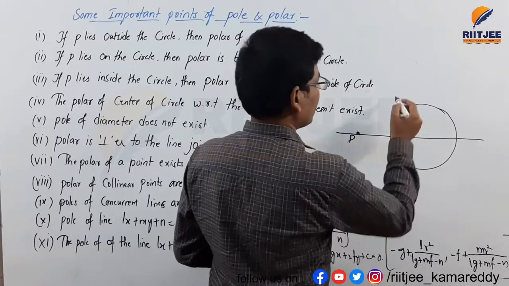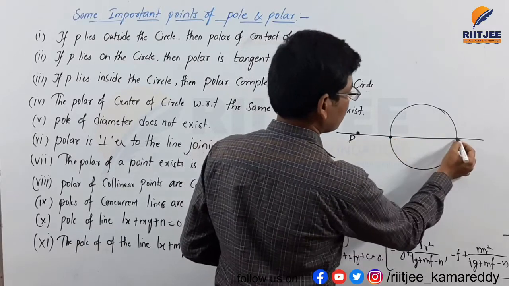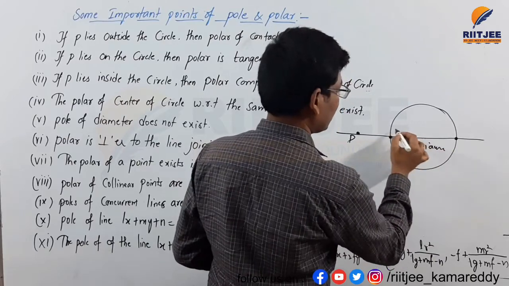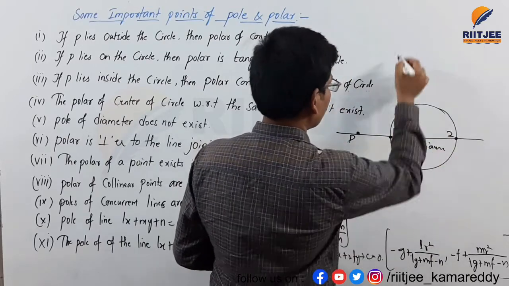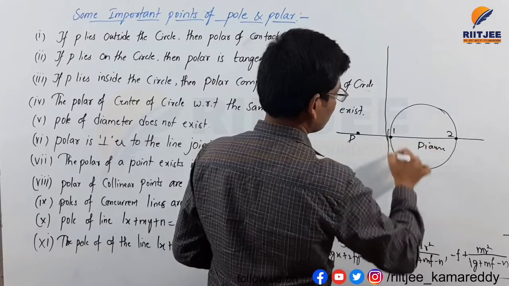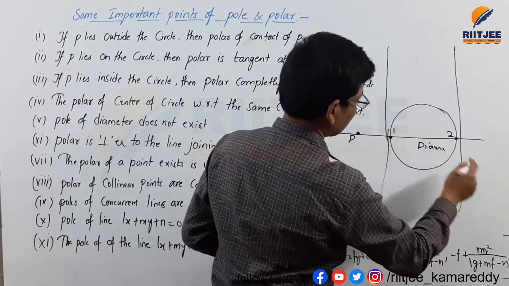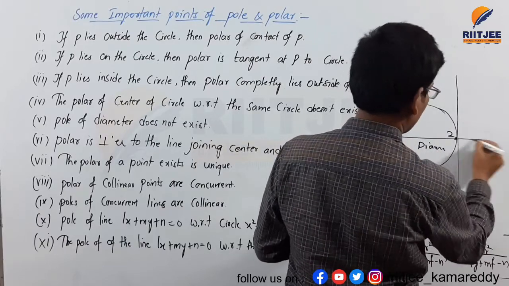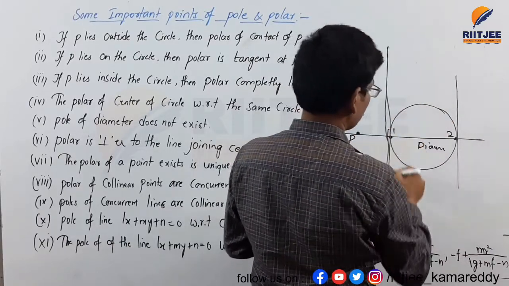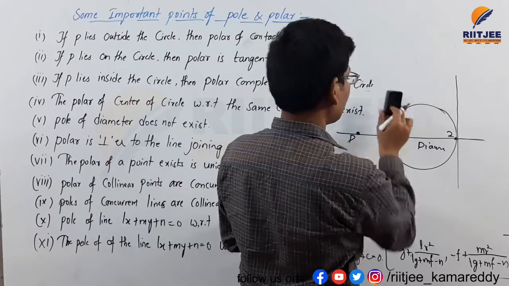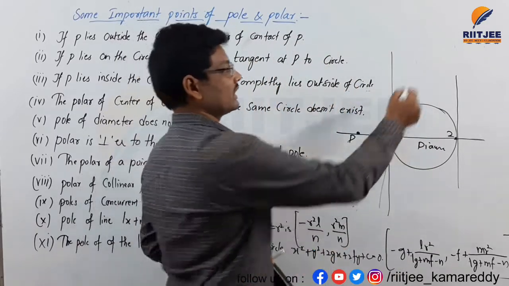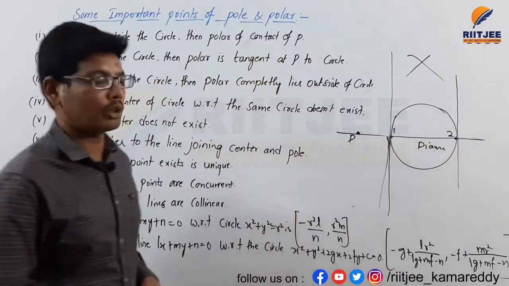Why? Because here the intersecting points on this diameter are 1 and 2. If you draw a tangent line at 1 and at 2, these are two tangent lines, and they won't intersect at any point. So that's why the polar does not exist here. This is all about the fifth point.